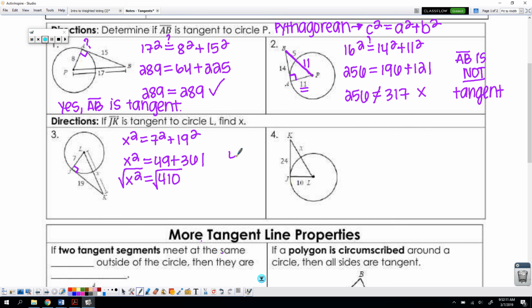And then we need to make a factor tree for 410 like we always do. So 2 and 205. And then 5 goes in there, and 41. 41 is prime, so we have no pairs. So x equals the square root of 410. And you're done.